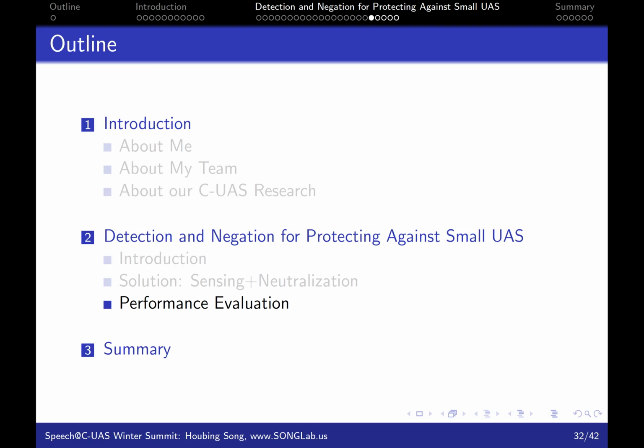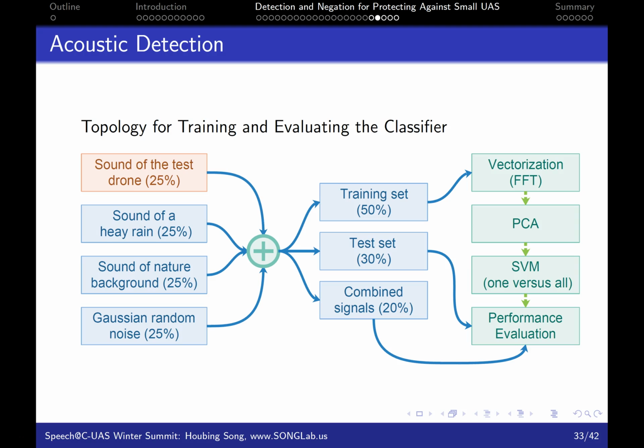So now let's see our performance evaluation results. For the acoustic detection, to evaluate its performance, the topology for training and evaluating the classifier is like this. For our training set, we have the sound of the test zone 25%, sound of heavy rain 25%, sound of natural background 25%, and Gaussian random noise 25%.